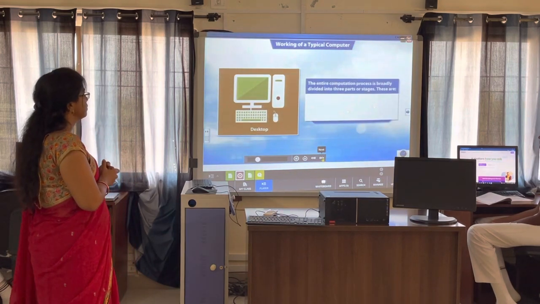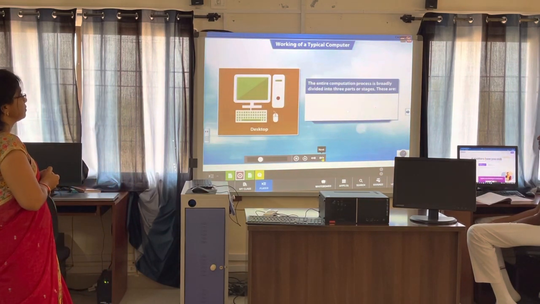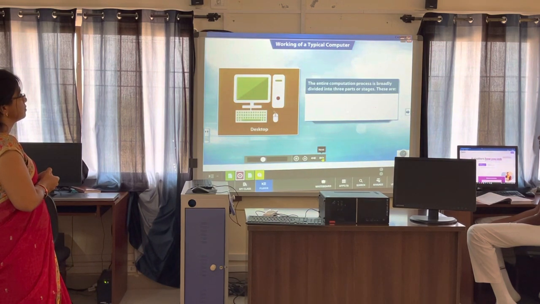The entire computation process is broadly divided into three parts or stages. These are input, process, output.